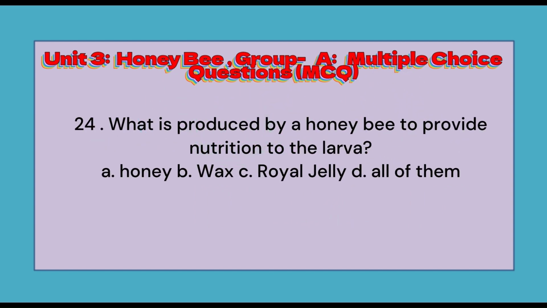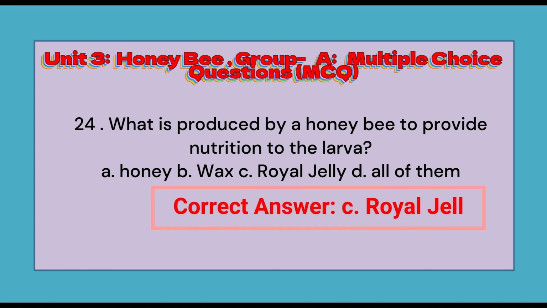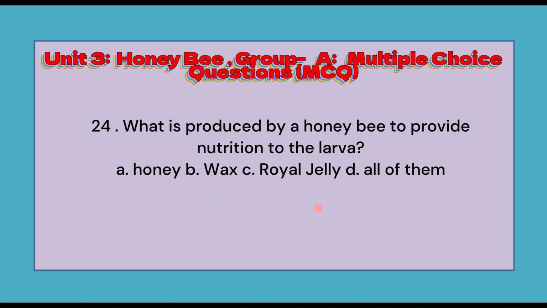24. What is produced by a honey bee to provide nutrition to the larva? A. Honey. B. Wax. C. Royal jelly. D. All of them. Correct answer: C. Royal jelly.